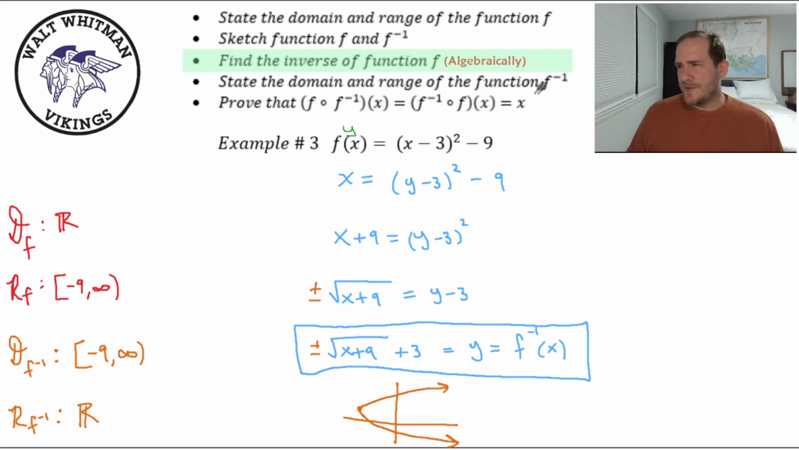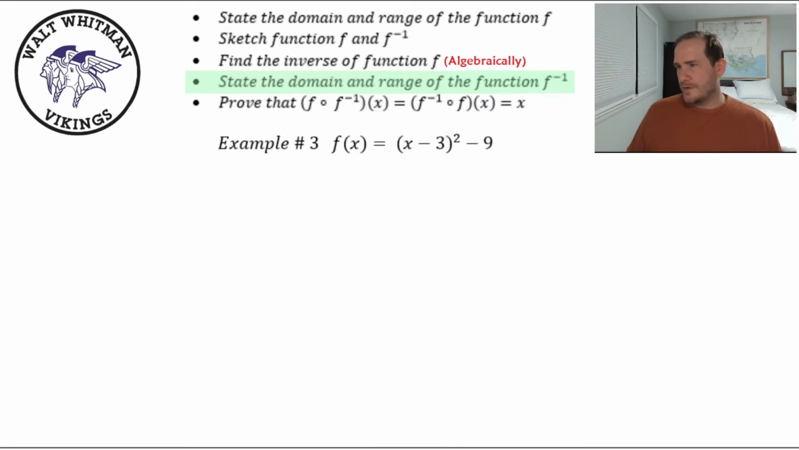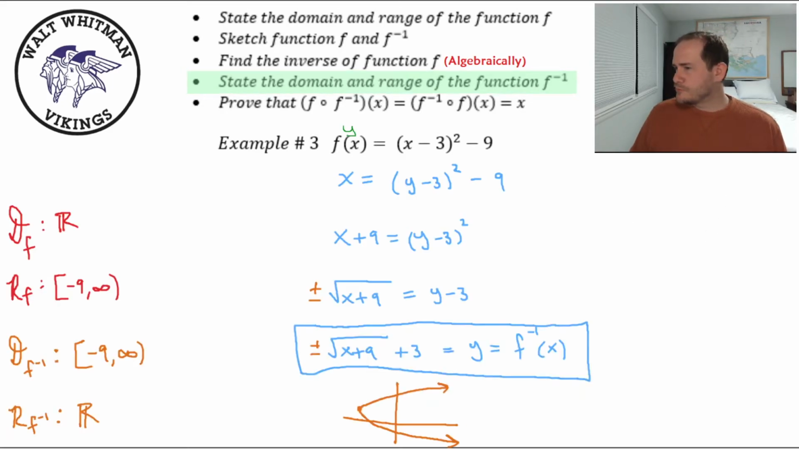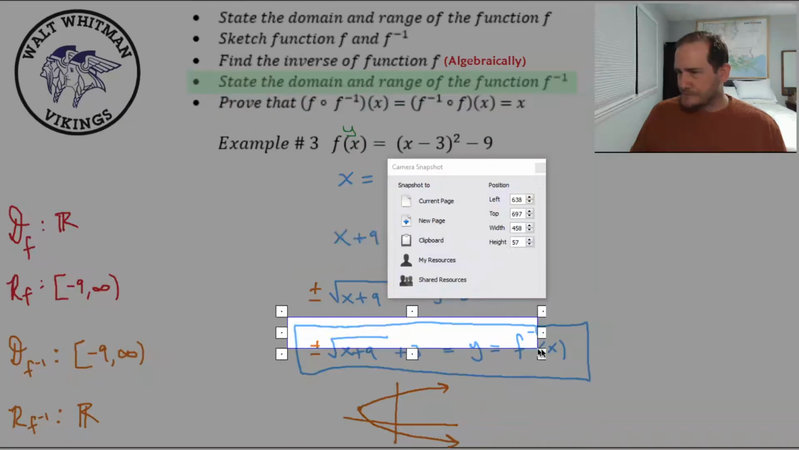Oh, and I guess I jumped the gun because I said we were going to state the domain and range. Well, we already talked about that, so we've covered that now too. So nothing left to do now but prove that the function that we found is the actual inverse of the function we started with. So let's do that. So what was our inverse function? This.